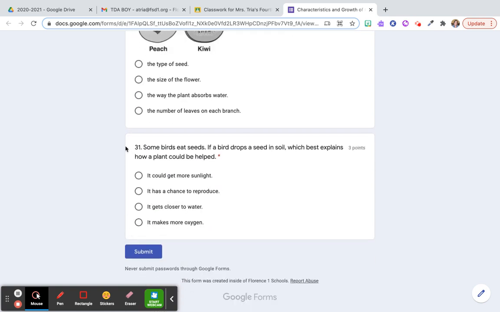Number 31. Some birds eat seeds. If a bird drops a seed in soil, which best explains how a plant could be helped? It could get more sunlight. It has a chance to reproduce. It gets close to water, or it makes more oxygen.